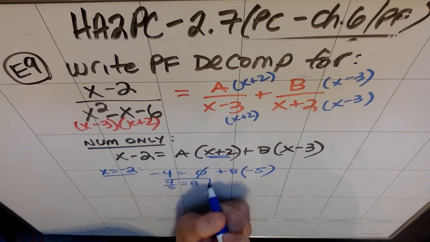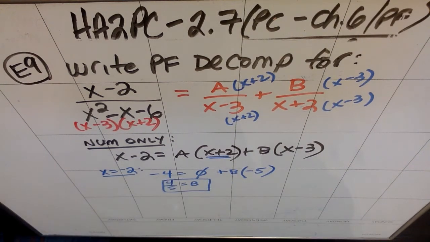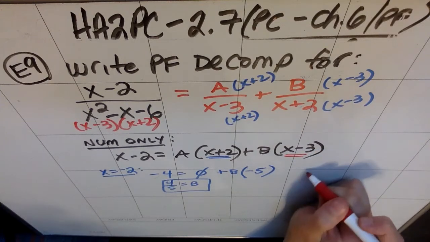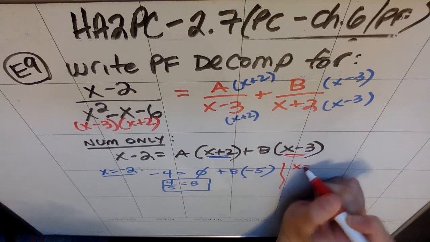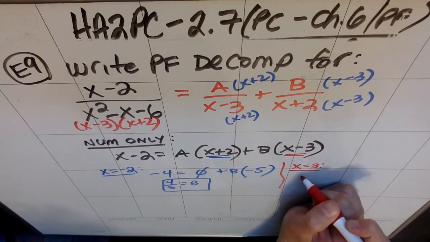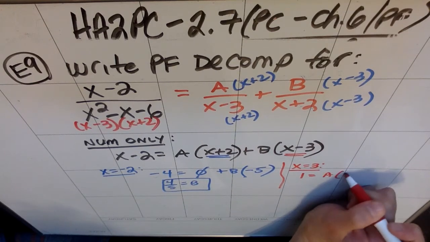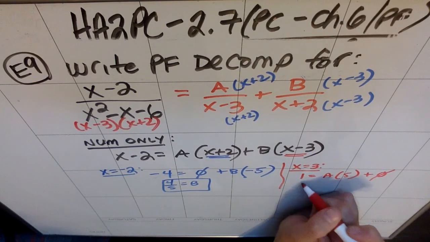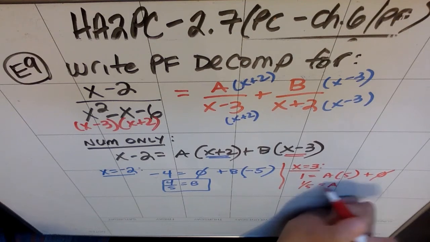And right there, that's the reason I picked this problem, because I want to talk about what happens when we get fractional answers for our constants. I'm going to do the same thing to find A, right? I'm going to pick a number that conveniently knocks out x minus 3. So over here, I'm going to pick x equals 3. And I'm going to get 1 equals A times 5 plus a bunch of 0. So I'm going to get 1/5 as my A, and that's fine.